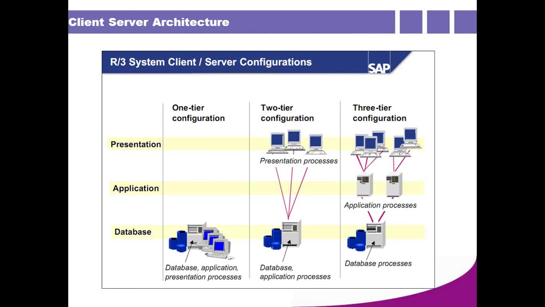And next is two tier configuration. Two tier means the presentation layer is separated from this. That means the presentation layer is installed on one server, but the database and SAP are on another server. That means we are using two servers to complete this setup. The presentation layer is on a dedicated server, and SAP and database are on a separate server.